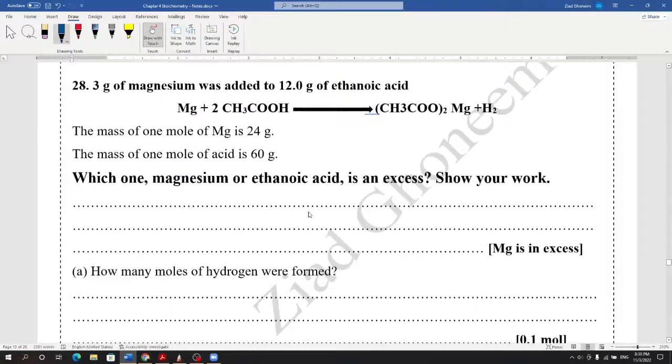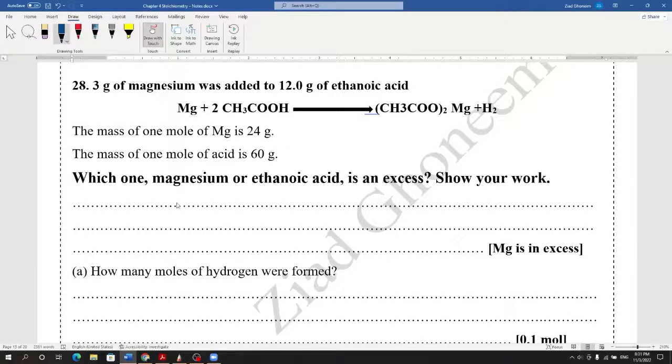Now let's take an example. 3 grams of magnesium was added to 12 grams of ethanoic acid. The mass of 1 mole of magnesium is 24 grams. The mass of 1 mole of acid is 60 grams. Which one, magnesium or ethanoic acid, is in excess, and show your work?